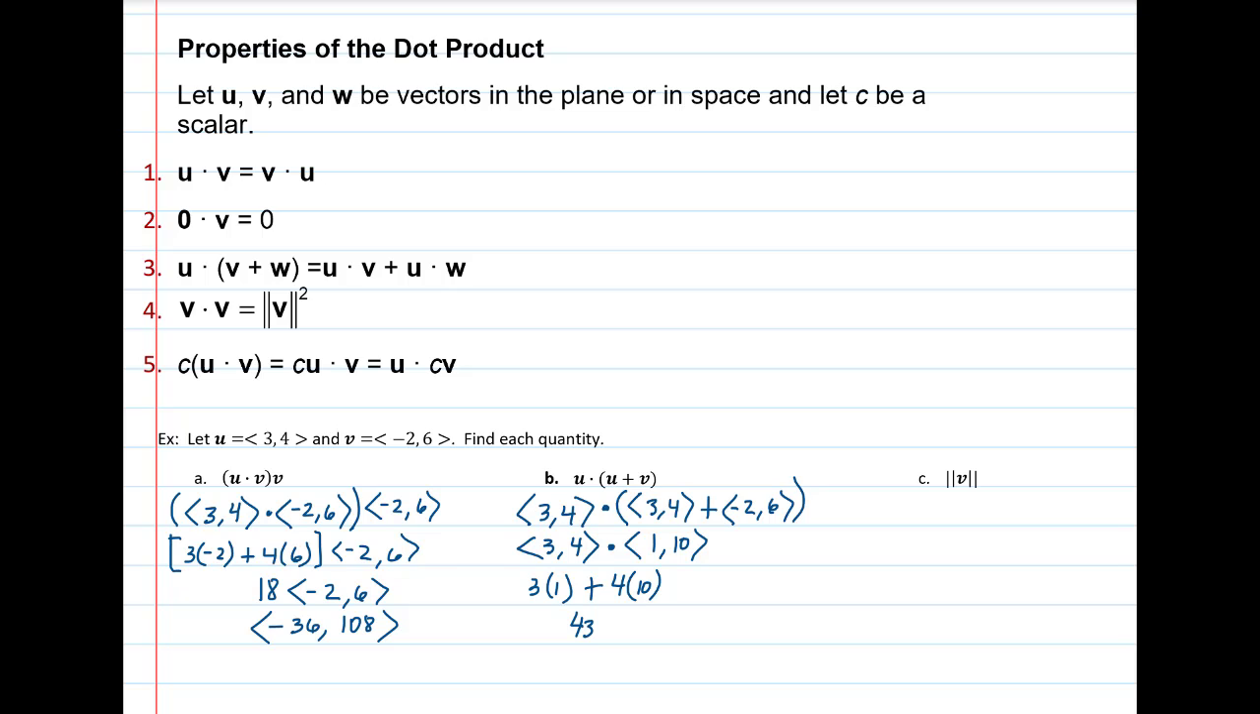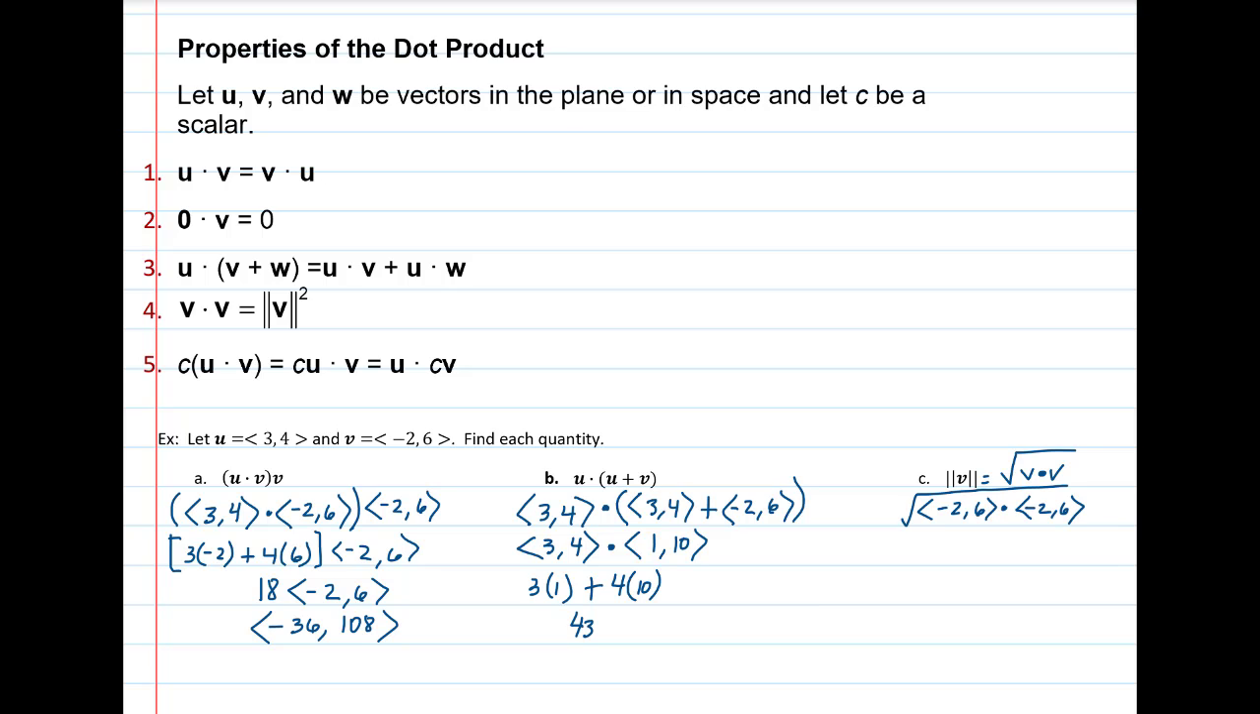Now for the last one here, we're just finding the magnitude of V. Even though we know how to find the magnitude of V with our formula from last section, which is the square root of the first component squared plus the second component squared, we have V there, it is given in the problem. We're going to use the fourth property here just to show you how that works. Since the property says V dot V is equal to the magnitude of V squared, then the magnitude of a vector, in this case V, is going to be equal to the square root of the dot product of the vector with itself.